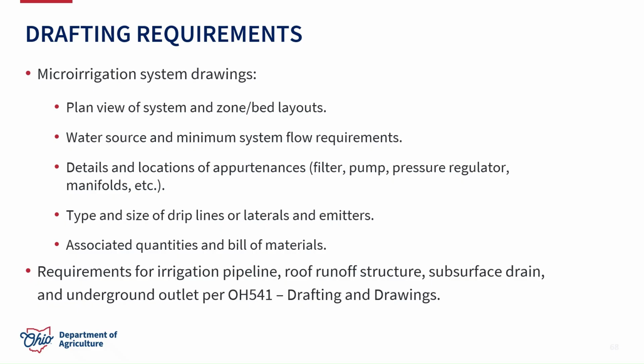We'll want to have any details and the locations of those appurtenances we discussed in the control head, right? Any valves, filter, pump, pressure regulator, etc. And then at that point, when we get into the actual microirrigation zone, we'll want to make sure the emitters and the laterals of those drip lines are sized appropriately and called out. Lastly, as with any other engineering practice, we'll want to make sure we have associated quantities and an estimated bill of materials for all those items in the microirrigation system.